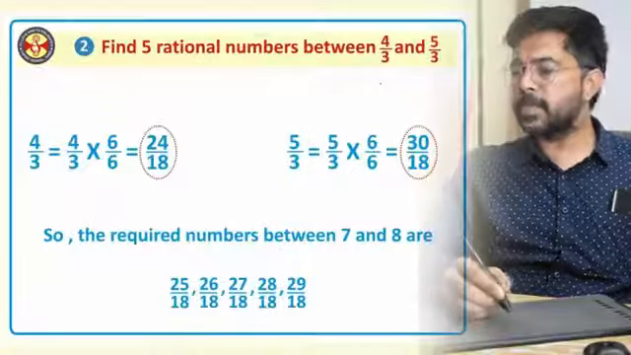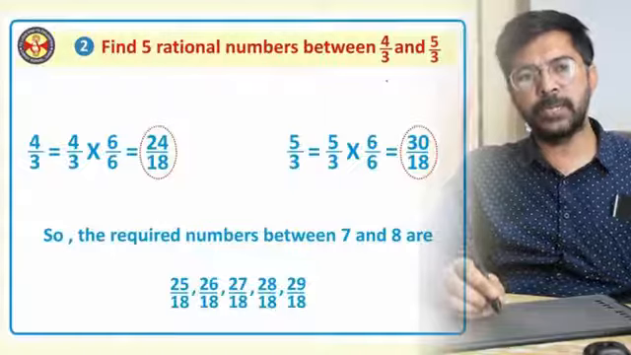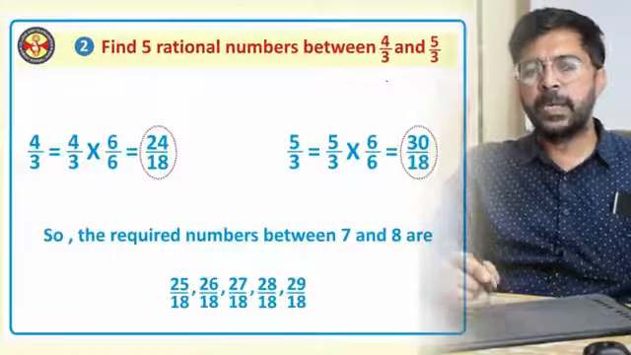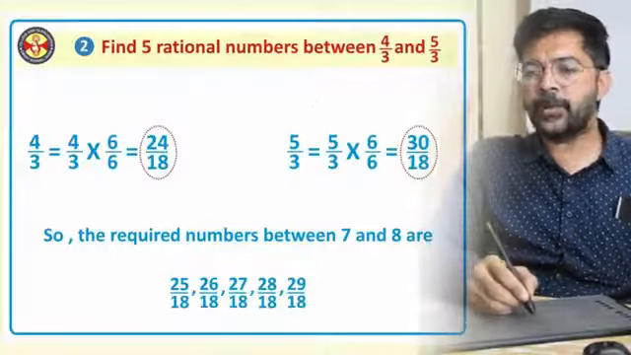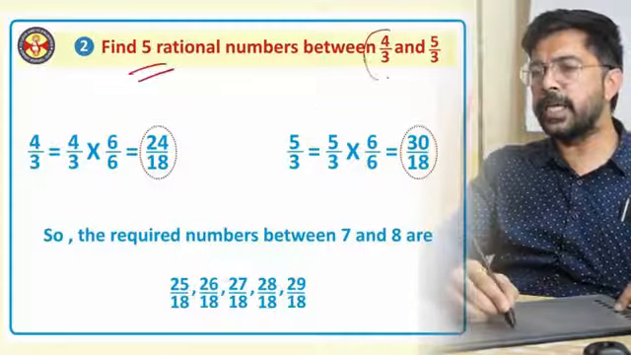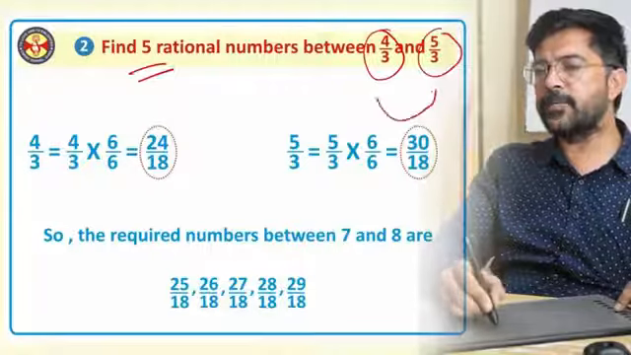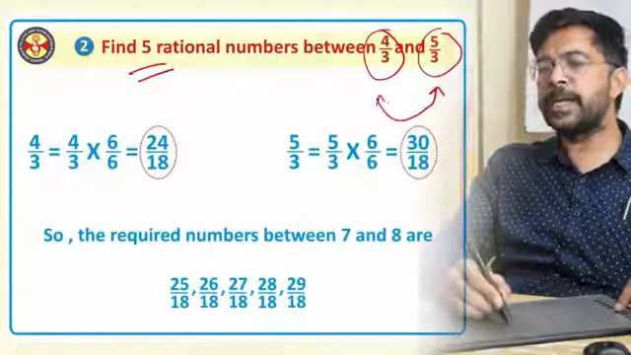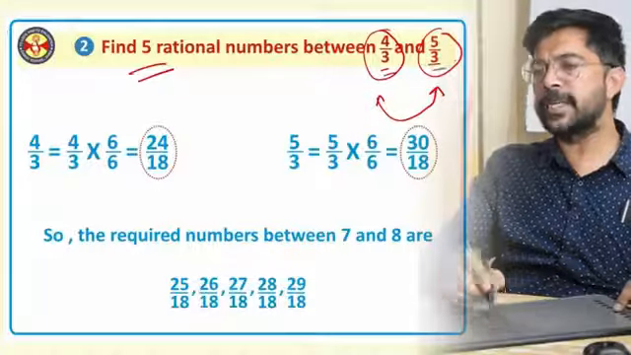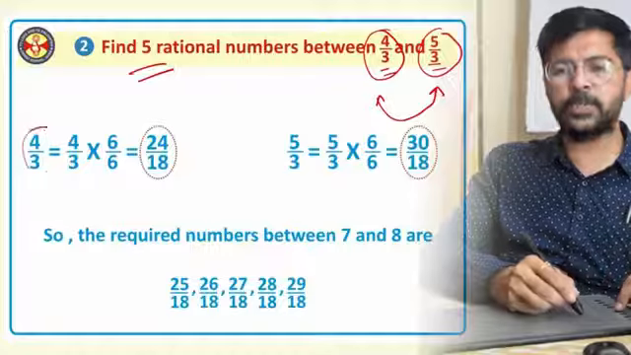Okay, now go to the second situation, when the given numbers are rational numbers with the same denominator. For example, let us try to find 5 rational numbers between 4 upon 3 and 5 upon 3. So here the given rational numbers are 4 upon 3 and 5 upon 3, and here also the denominators are the same.